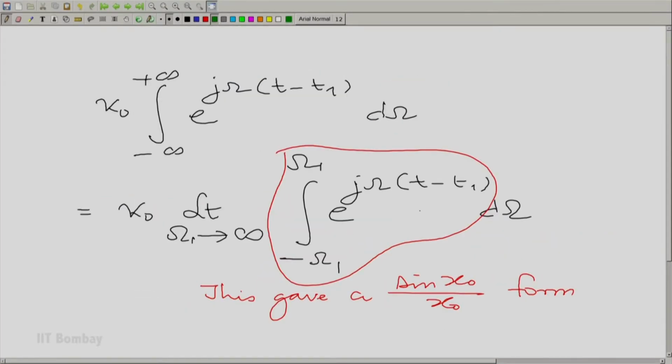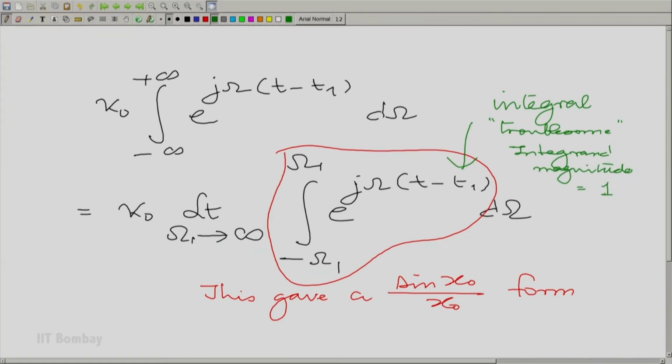So, what exactly is happening here? If you look at the integral here, the integral is troublesome. Troublesome because the integrand has a magnitude of 1. So, you have a magnitude 1 integrand being integrated potentially over all the real axes. So, actually the integral is divergent. That is the problem. It is not really a convergent integral. So, where is this going? As a function of t minus t1, you can think of it like that. It is a function of t minus t1 and the integral is on omega.